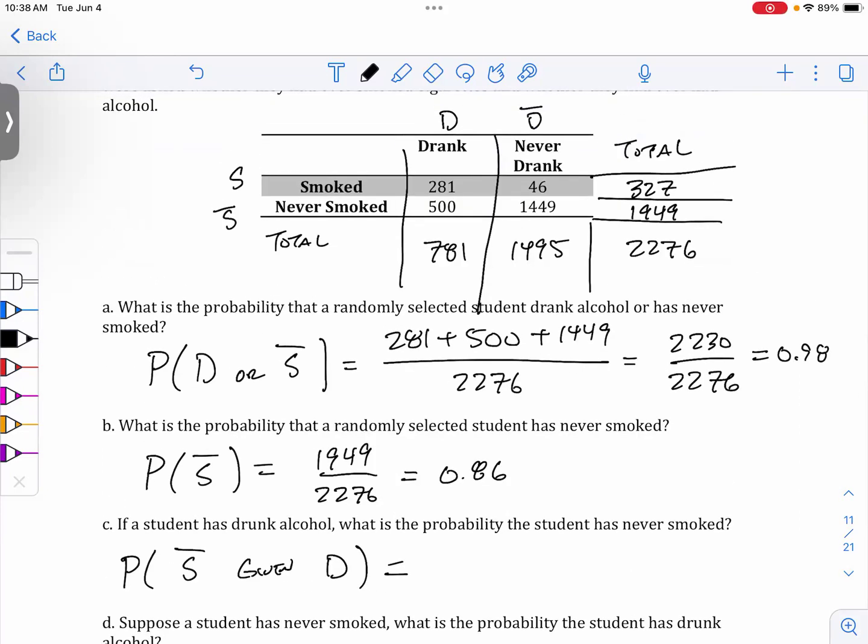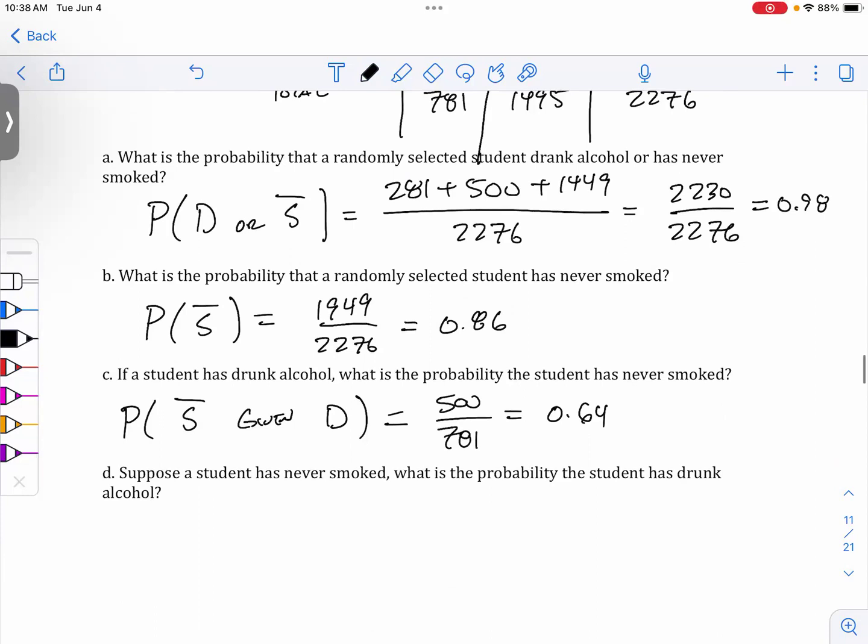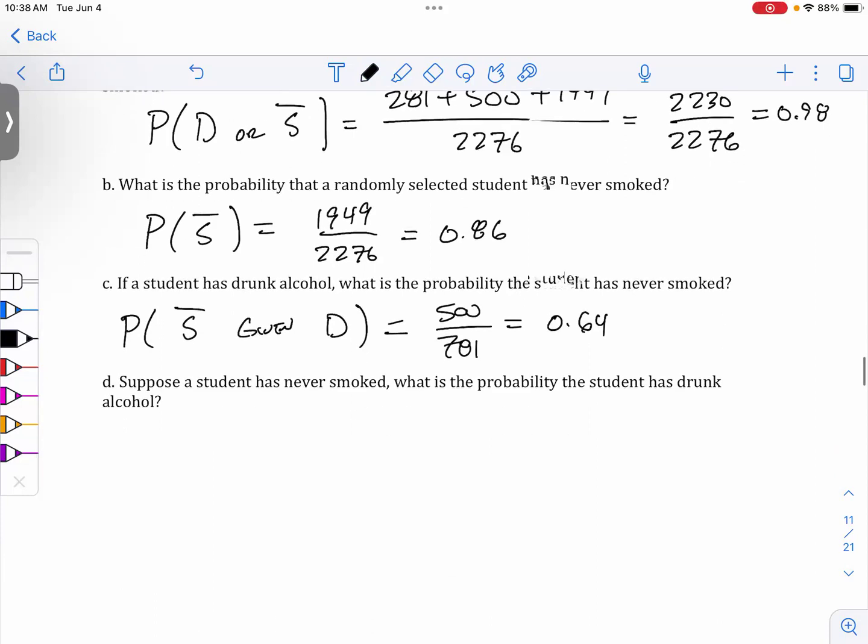All right, so that means I'm basically covering up everyone who did not drink. So I'm only looking at this singular column here. That's all I'm looking at. So I have a total of 781 people. Then I look within that column of those 781 people who never smoked. Oh, it's that 500. And so hence it is 500 out of 781. 64%.